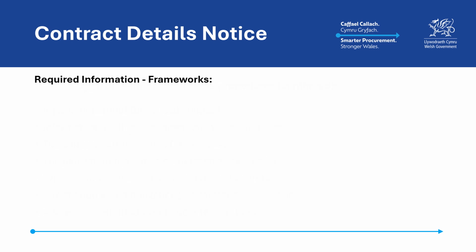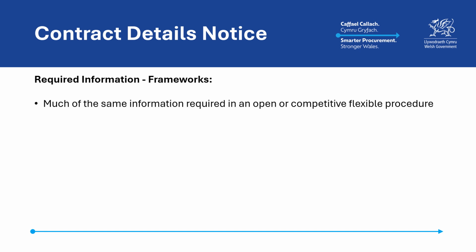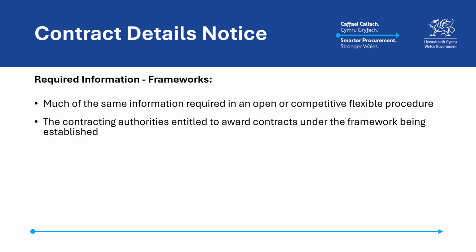The following information is a summary of the information required when completing a contract details notice for contracts where the contract relates to the award of a framework. As with the previous slide, much of the same information is required, with the exception of information related to key performance indicators. However, some additional information is required when a framework has been awarded, such as the contracting authorities entitled to award public contracts in accordance with the framework.